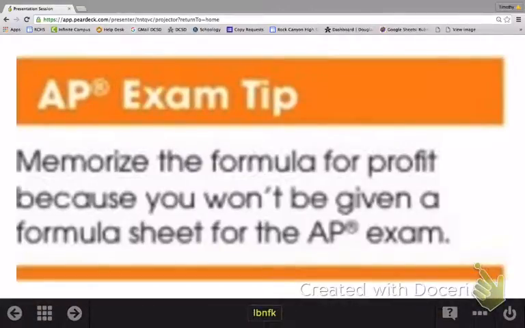Now, here's a tip for the AP exam. Memorize the formula for profit, because you're not going to be given a formula sheet for the AP exam. So any formulas we learn in this course, you have to memorize because you're not given formulas on the exam.